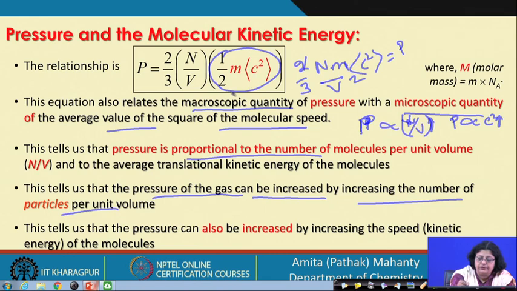This is also going to be something in terms of the kinetic energy. So, the pressure is proportional to the number of particles and to the average translational kinetic energy, because we are taking the movement of the molecules in either the x or y or z direction. So, what we have found out is that it is proportional to the translational kinetic energy, proportional to the total number of molecules present per unit volume of the container, and proportional to the speed. So, the pressure can be increased by increasing the speed, or by increasing the number of particles.